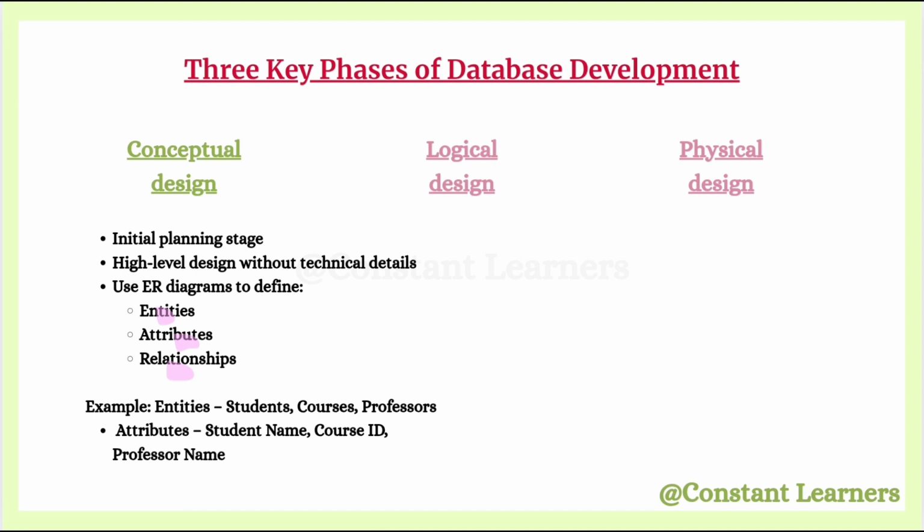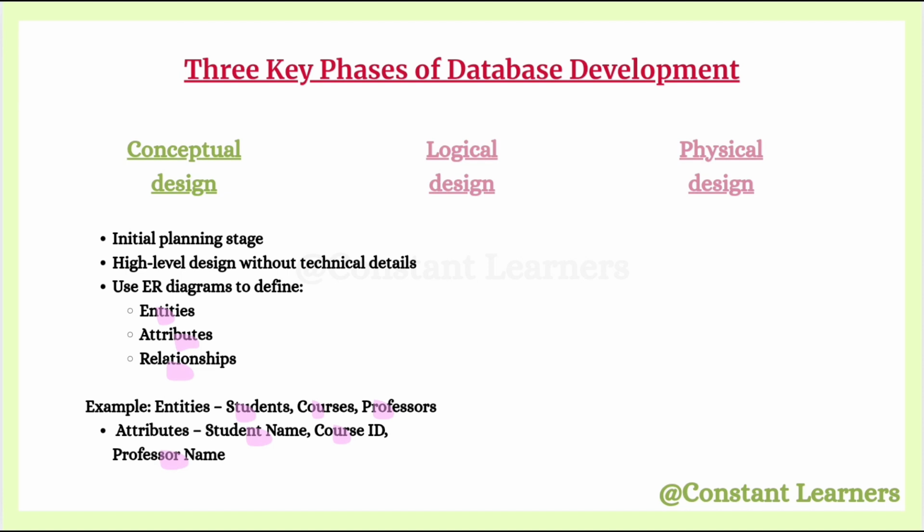Let's say, for example, if we are building a university database, we will identify the entities like students, courses, professors. These are the entities. Let's say for the attributes of the student's entity, we'll take the student's name, course ID, professor name, right? So in the conceptual designing stage, we are identifying the entities, the attributes, and the relationship between the entities. See, you need to understand that these are not the actual tables. These are just the entities, the designing stage. If you don't understand this, make sure to check out the video on the data models.